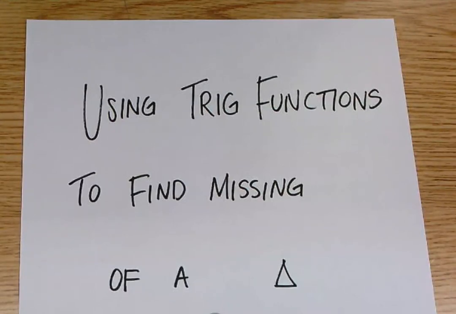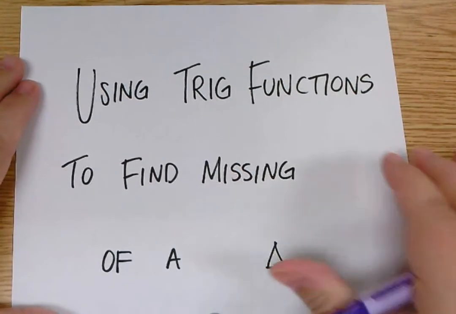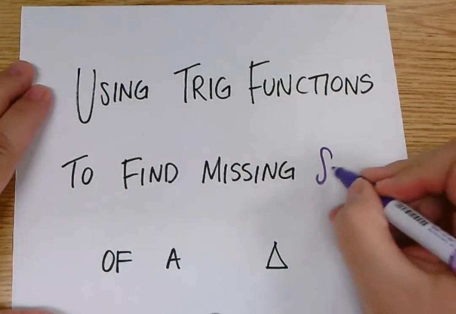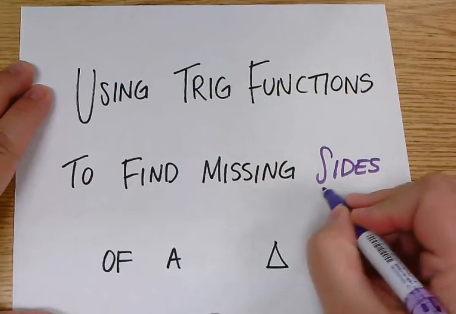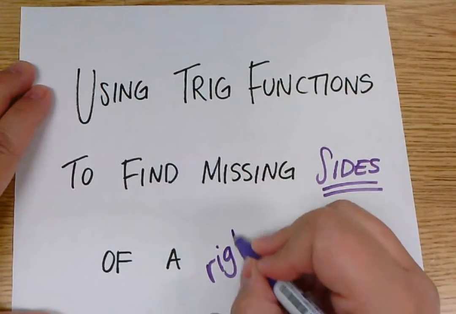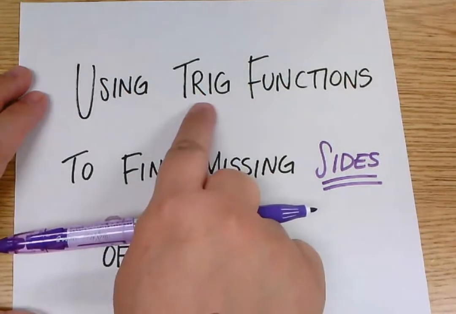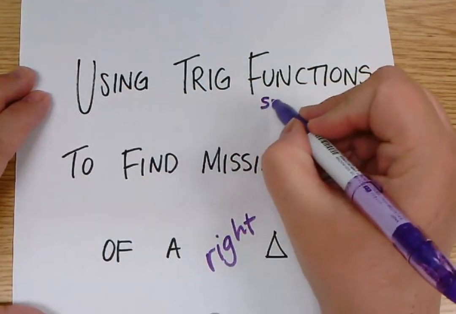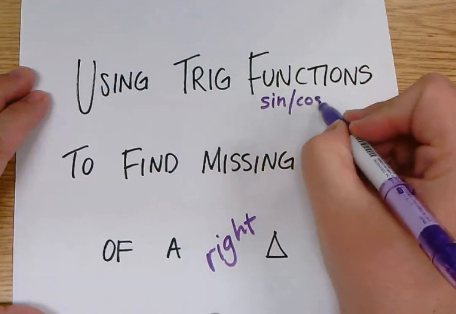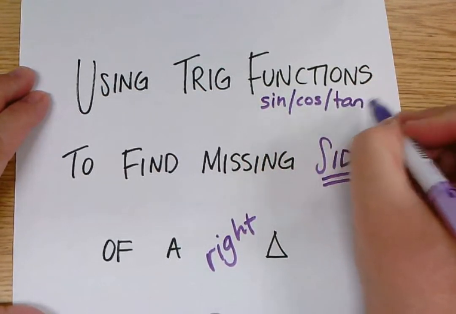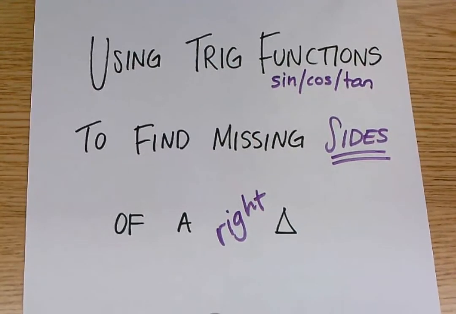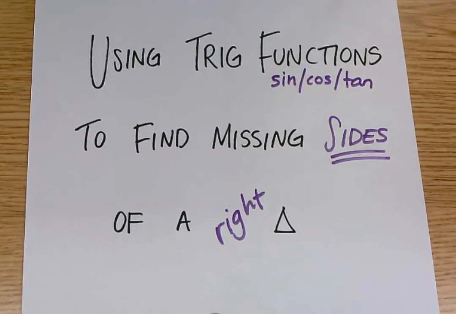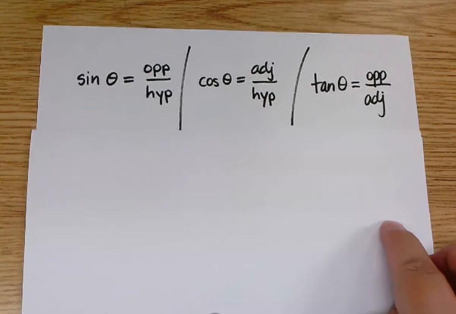This is Miss Backfish, and I'm here to talk to you about using trig functions to find missing sides of a right triangle. Just being a little more specific here, trig is short for trigonometry, and when we talk about trig functions, we're saying sine, cosine, and tangent. So this is not just identifying what the sine or cosine or tangent is, but using it to find missing sides of a right triangle. When we get to this, we've already defined what those ratios are.